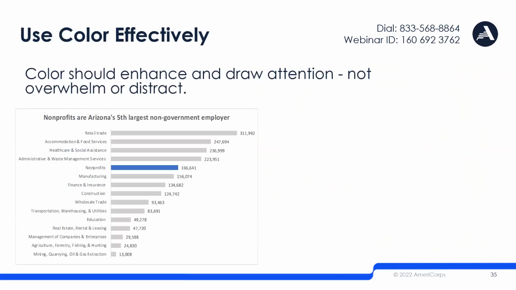The next principle is to use color effectively. Color should enhance and draw attention, not overwhelm or distract. Here again, we have the chart we looked at earlier, which uses color in a very purposeful way. Everything is gray except for the one data point that we want people to look at, showing that nonprofits are Arizona's 5th largest non-government employer.